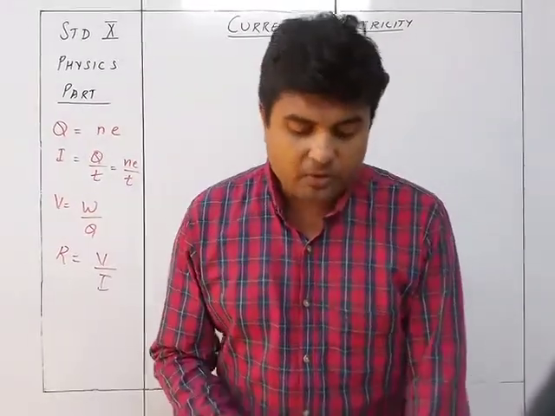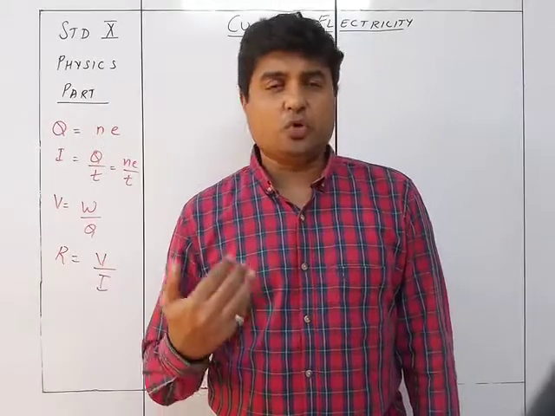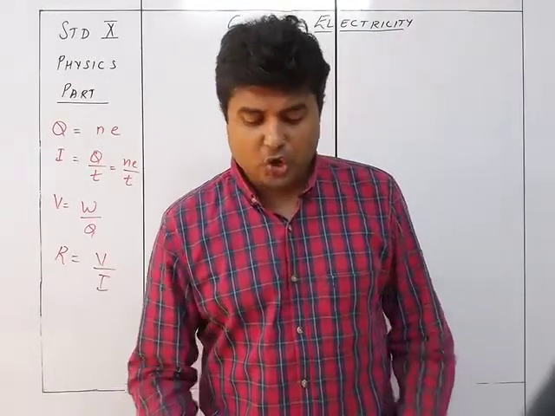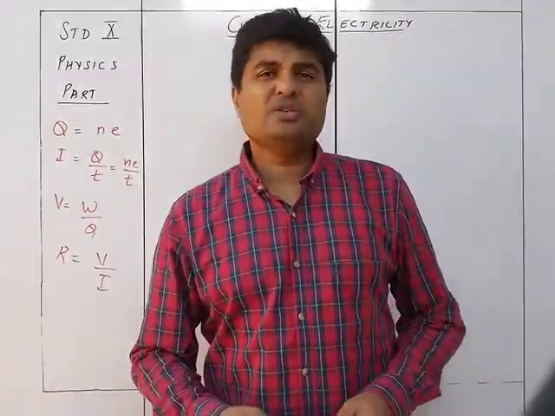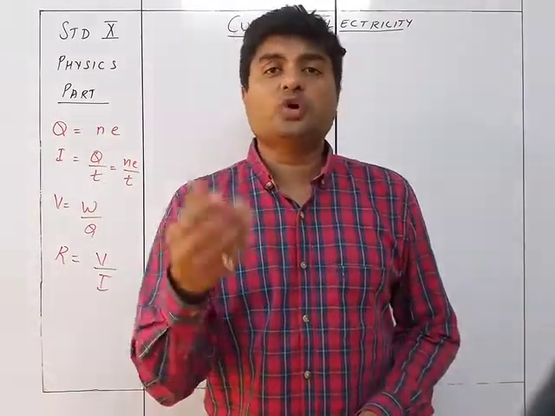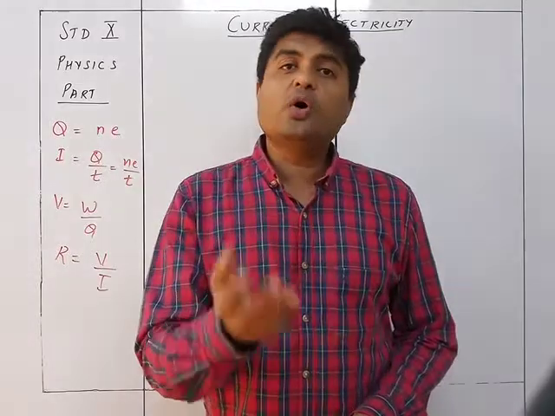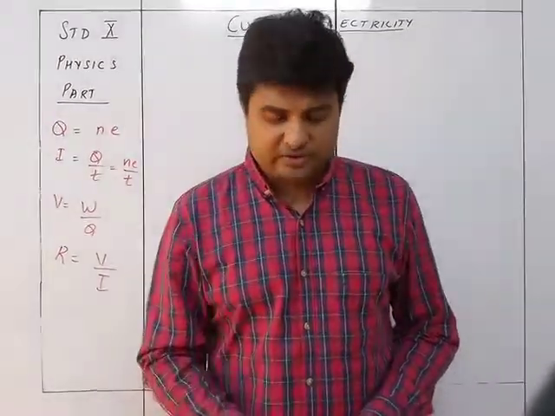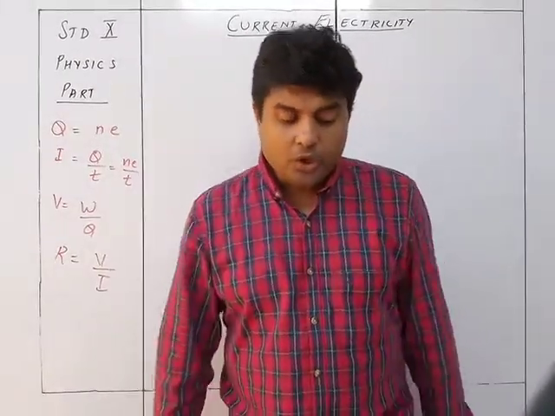Now we see the two kinds of resistances. One is ohmic resistance and the other is non-ohmic resistance. Of course, it is quite simple to understand: ohmic resistance means the one that follows Ohm's law, and the one that does not follow Ohm's law is non-ohmic resistance. So we have over here ohmic resistance.